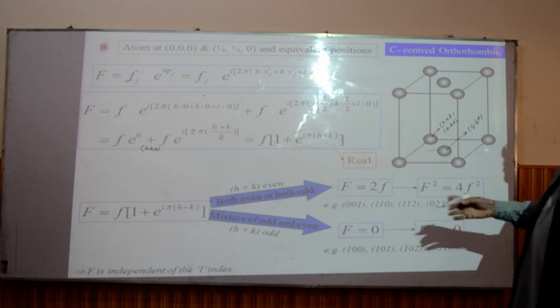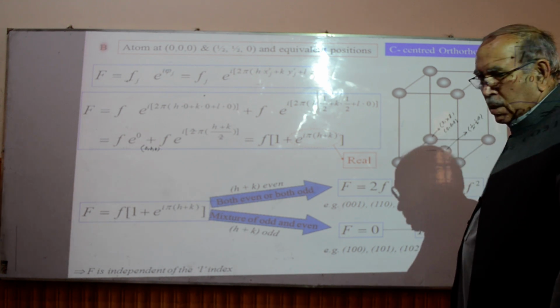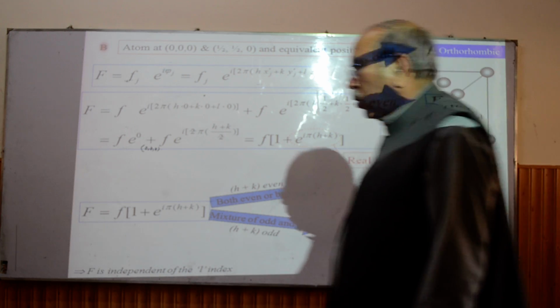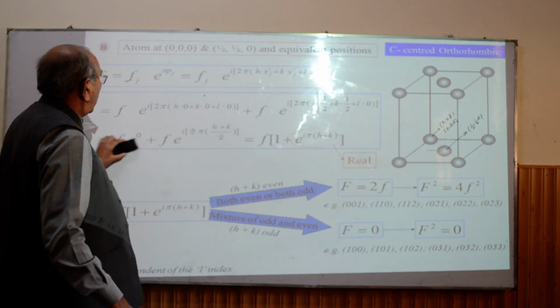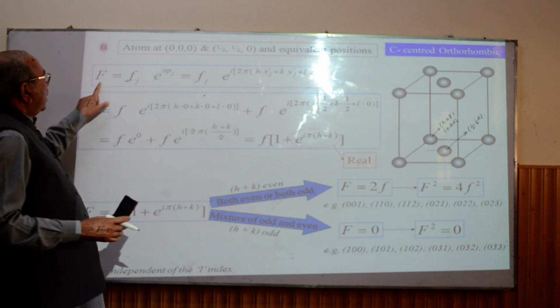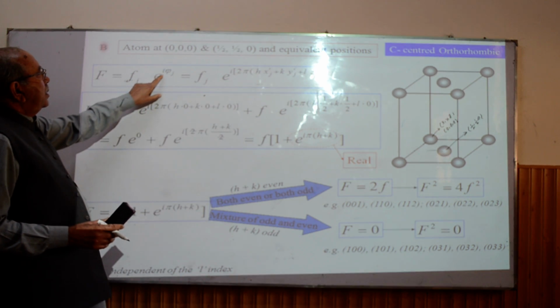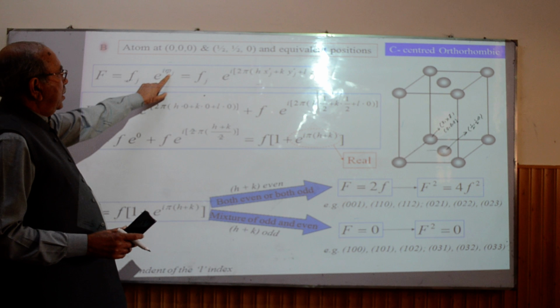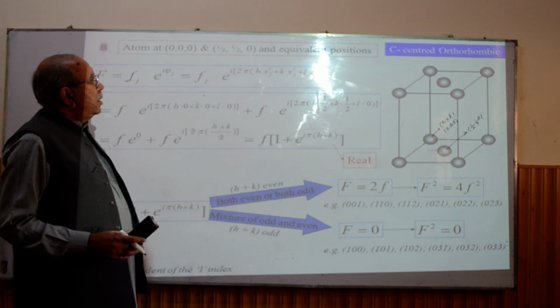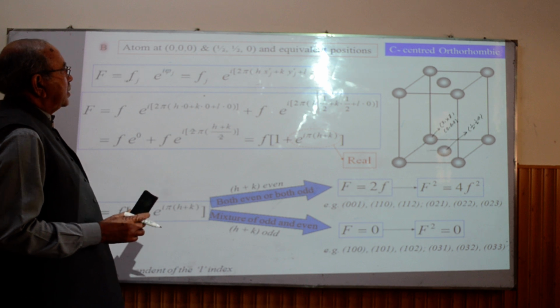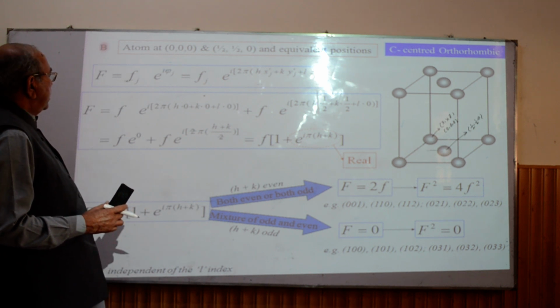So I will use the same equation here, but I will use the coordinates of both atoms. So F I can write as Fj e raised to the power iota 2 pi, h into xj plus k into yj plus l into zj.